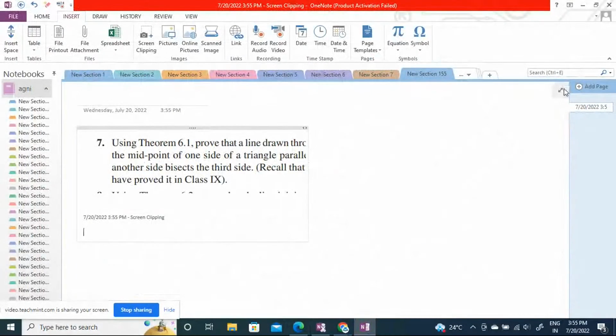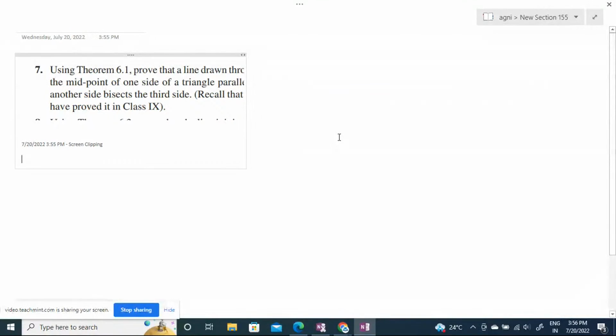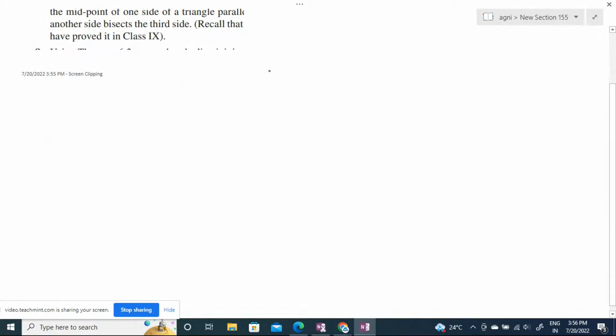Question number 7. Prove that a line drawn from the midpoint of one side of the triangle parallel to another side bisects the third side. Now here we have to draw the triangle. Let it be A, B, C, and midpoints are P and Q.